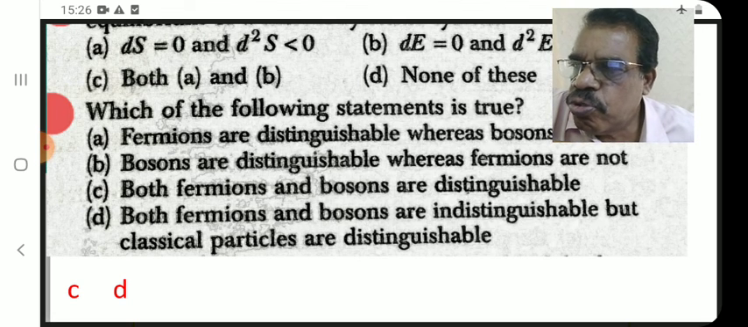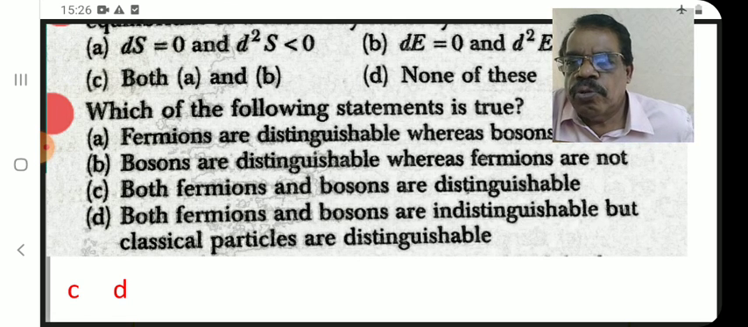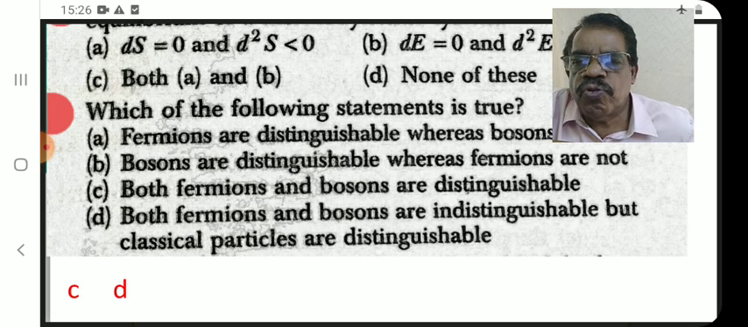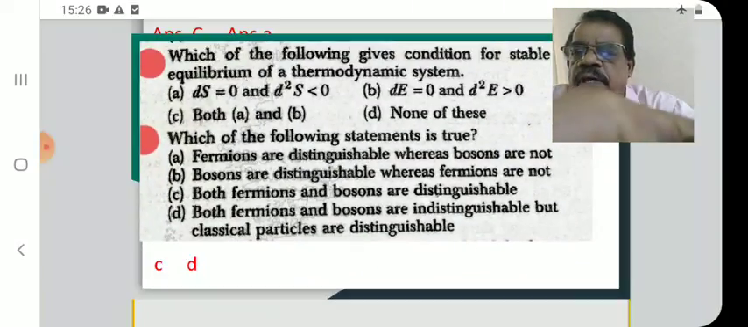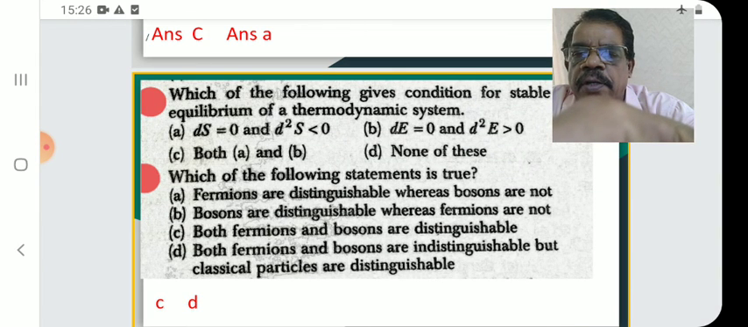Classical particles are different; boson and fermion are quantum particles. Both bosons and fermions are indistinguishable particles. Answer: D.